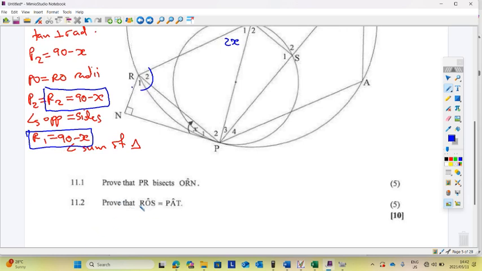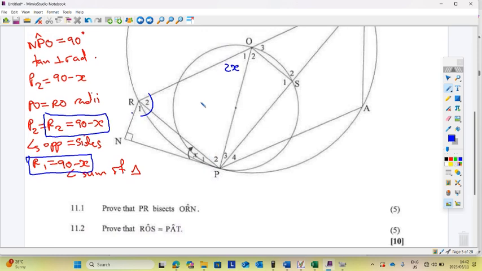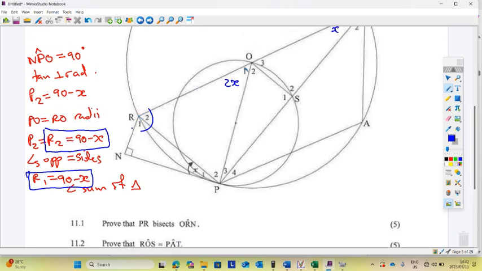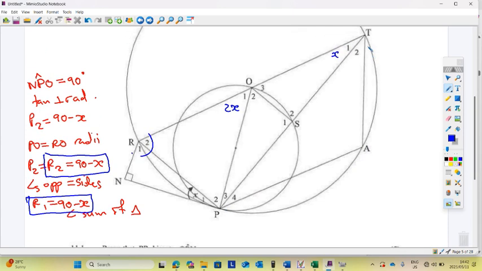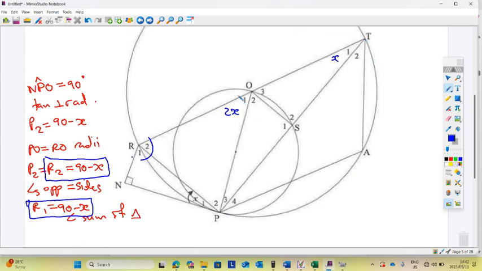And then the second question, ROS is equal to RAO? This is ROS. This is equal to PAT. So we are talking about these two angles. This is the first one, and this is the second one. We need to determine the sizes of those two angles. Remember, we said this one is 90. Let me clear a little bit here. We determined that this is 90 minus x there.